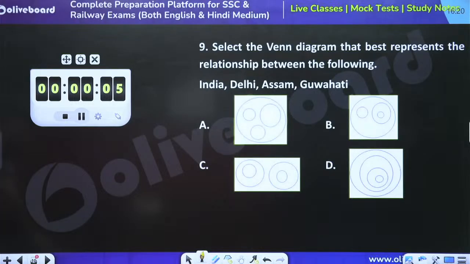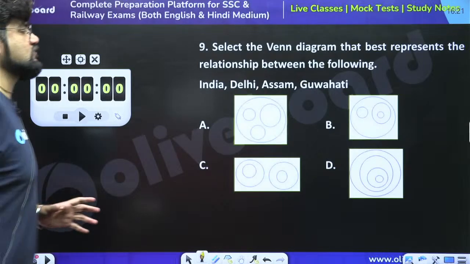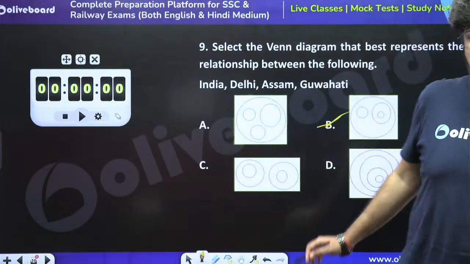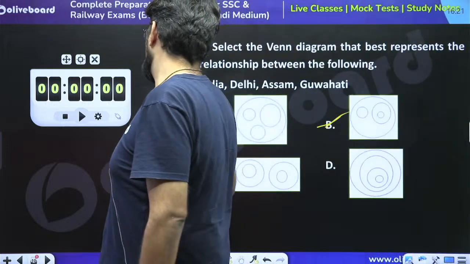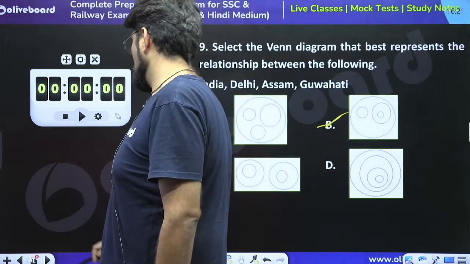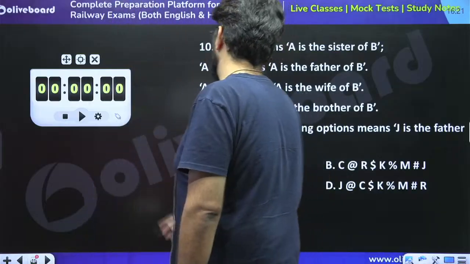This question is just worth 10 seconds, guys, not more than that. India, Delhi, Assam, Guwahati. Correct. Good. Now, in haste, what students do is they take up option D. In haste, they do that. Okay. So, option B is the correct answer here. Guwahati is in Assam, but Delhi and Assam have got nothing to do with each other, and they are all in the part of India.